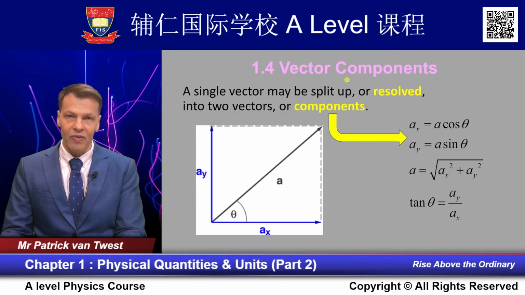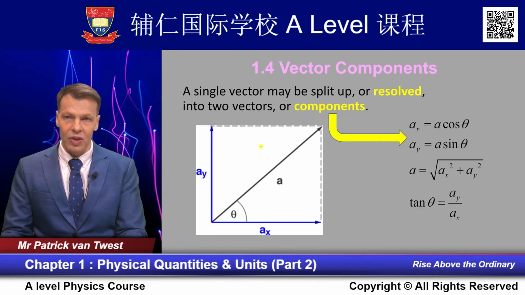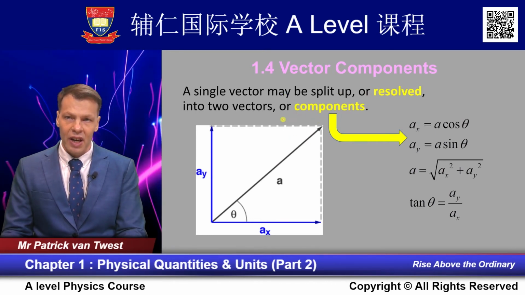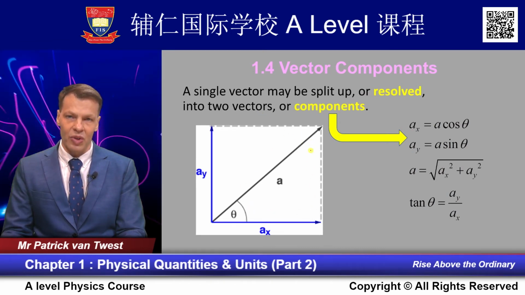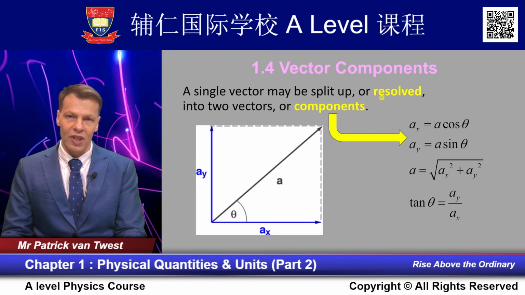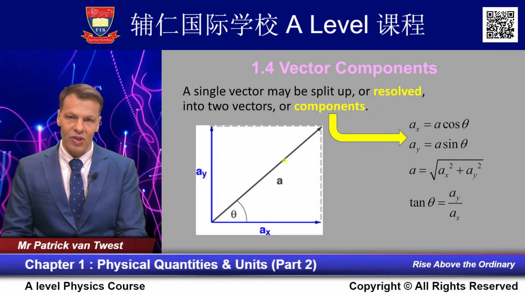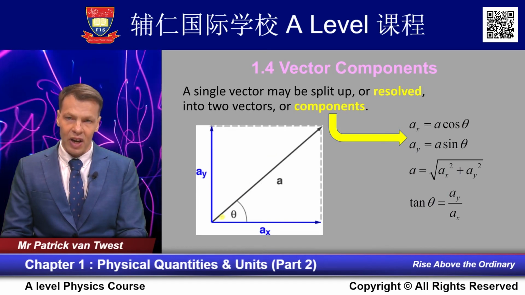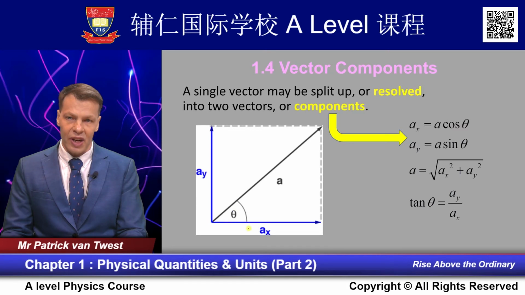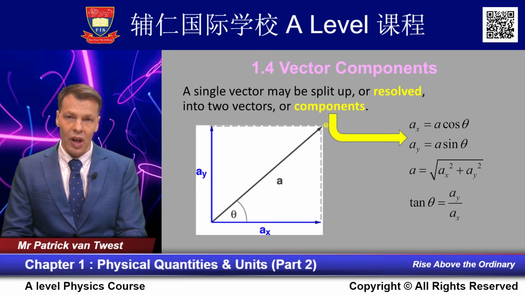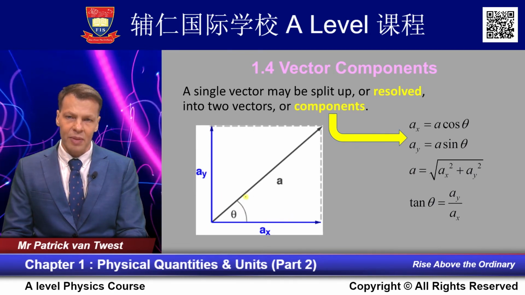Finally today, we're going to look at vector components. It's often very handy to split up a single vector into two vectors, especially if those two vectors are at right angles. We often call them components, and we call the process resolving a vector into two components. Here, I've got vector A with a length and direction, at an angle theta to the horizontal. I can write that same vector as AX plus AY.